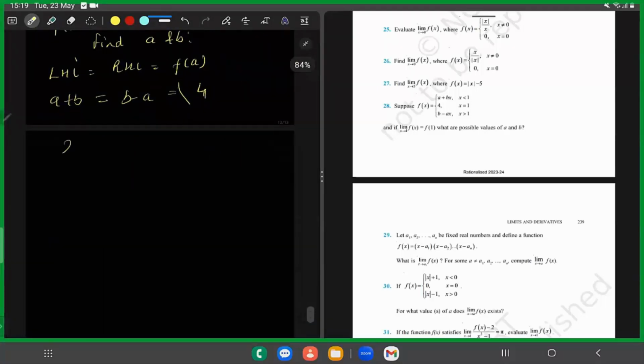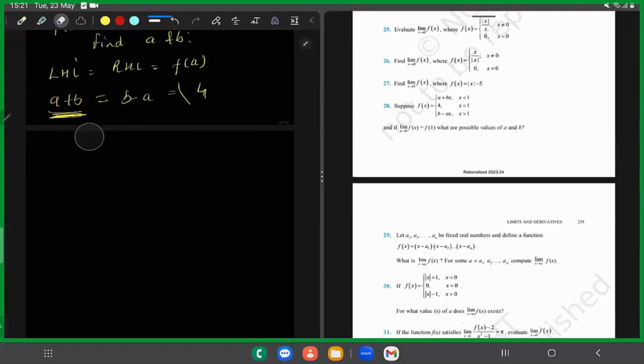So from here 2b equal to 0, so this gives b equal to 0, and if you put b equal to 0 in any of the expressions, we get a equal to minus 4. But if you put b equal to 0 in this equation, then we get a plus b equal to 4, then this gives a equal to 4. So what do you mean by this? We are basically getting two values of a.